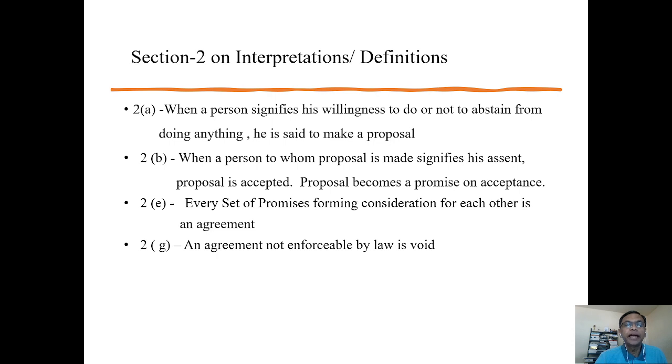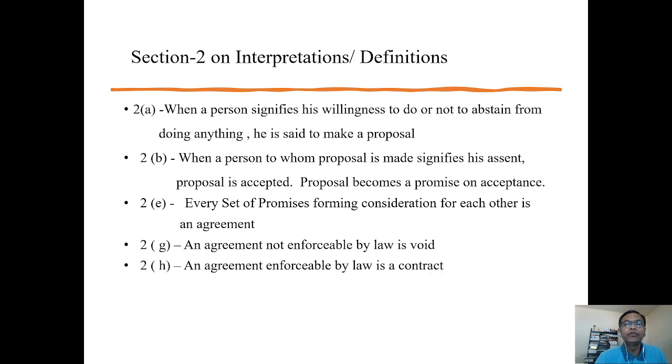2G of the Act defines that an agreement not enforceable by law is void. So, if such an agreement is not enforceable, meaning if the law stipulates that such types of agreements are not legally valid, then the court will not provide any remedy for them. Such agreements are called void agreements, meaning null and void, mere agreements. So they are not legally enforceable. We know the term null and void. It is just a mere agreement, but not enforceable in a court of law.